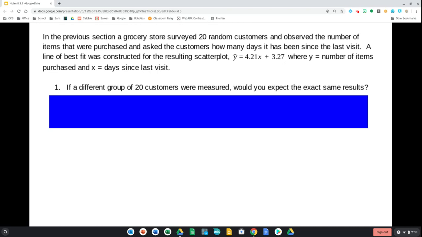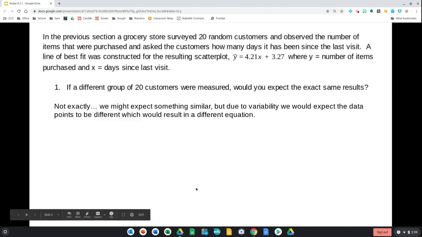Now, if we were to select a different group of 20 customers, would you expect this regression equation to be the exact same thing? Well, you probably said no, and that would make sense, because if we take a different group of 20 customers, there's going to be some variability in their answers. We might expect it to be something similar, but it's probably going to be slightly different. That comes from the fact that we're looking at a sample instead of the entire population.